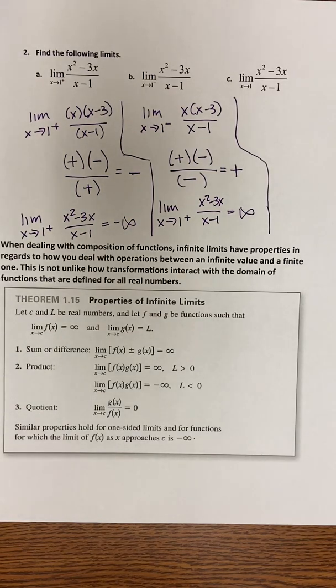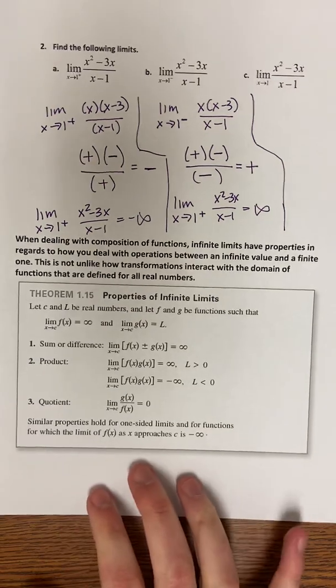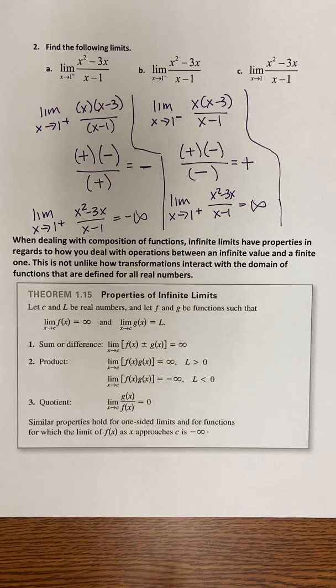Now, the problem here is that you may have a lot of things going on in a function, and you need to know how to deal with infinities. When you're dealing with a composition of multiple types of functions, some of them may be infinite and some of them aren't, we need to have some properties of our number system to help us figure out what the limits are going to be.